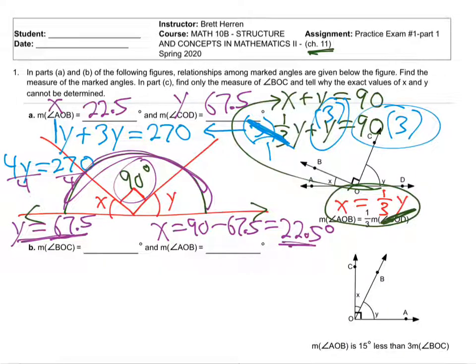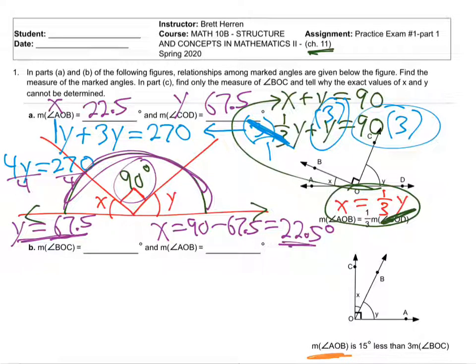Part B is the same thing. AOB is 15 less than 3 times BOC. So they're talking x and y again. What are they saying exactly? They're saying AOB. Which one's AOB, is it x or y? Down here, the M stands for measure. Remember this one? Measure of angle AOB. So which one's AOB, x or y?